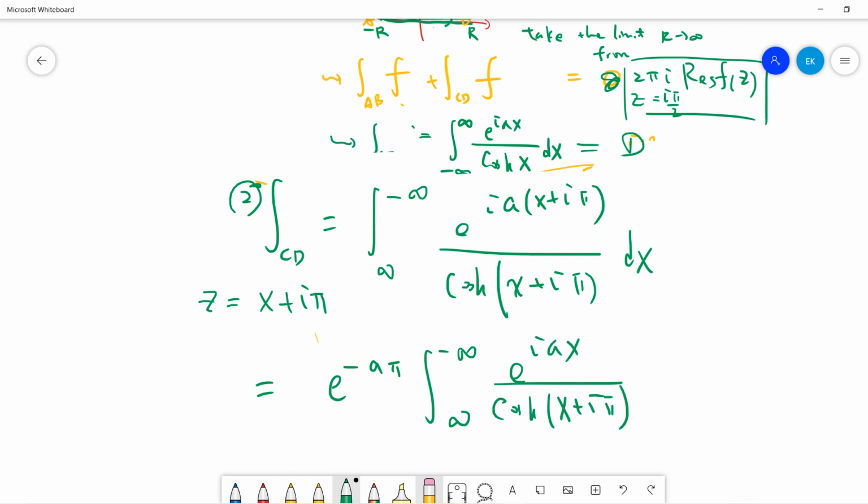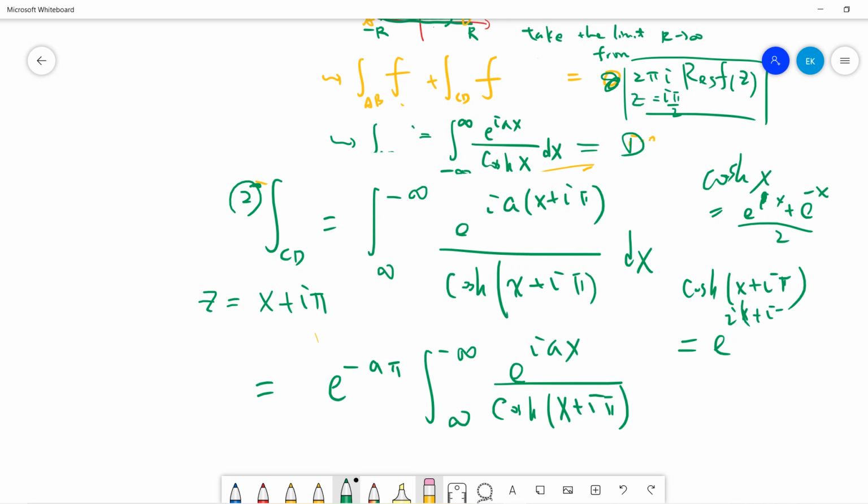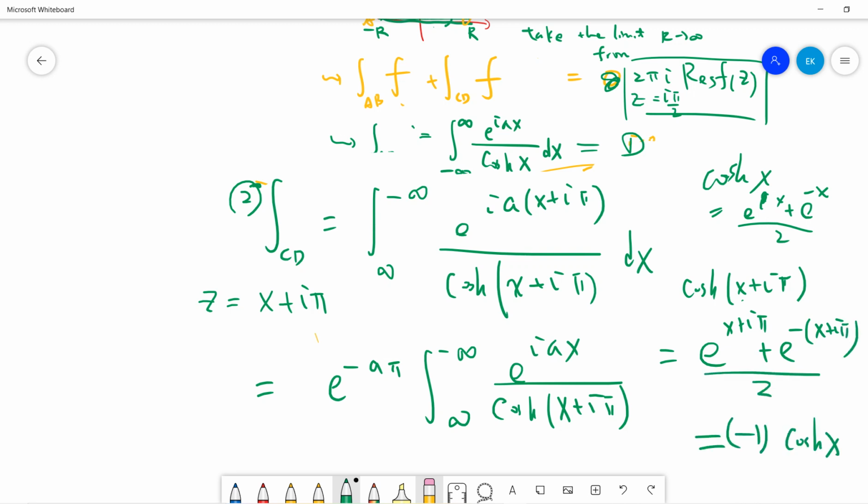So note, cosh(x plus i pi). Let's see. Cosh x is defined to be exponential x plus exponential negative x, divided by 2, right? So cosh(x plus i pi) will be exponential x plus i pi plus exponential negative x plus i pi, divided by 2. So this is negative 1 times cosh x.